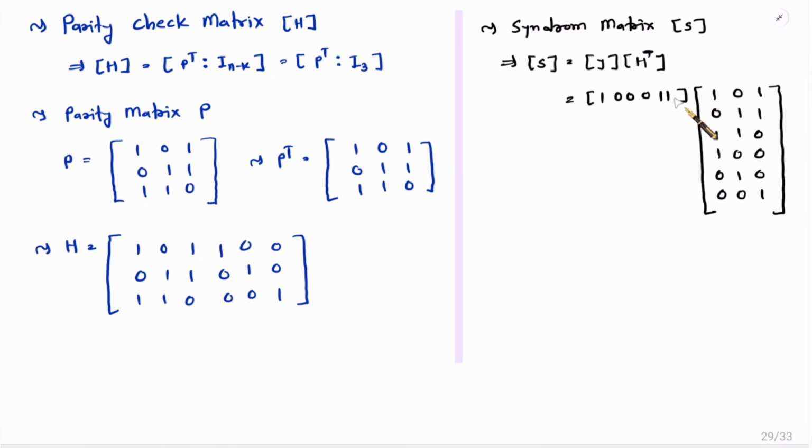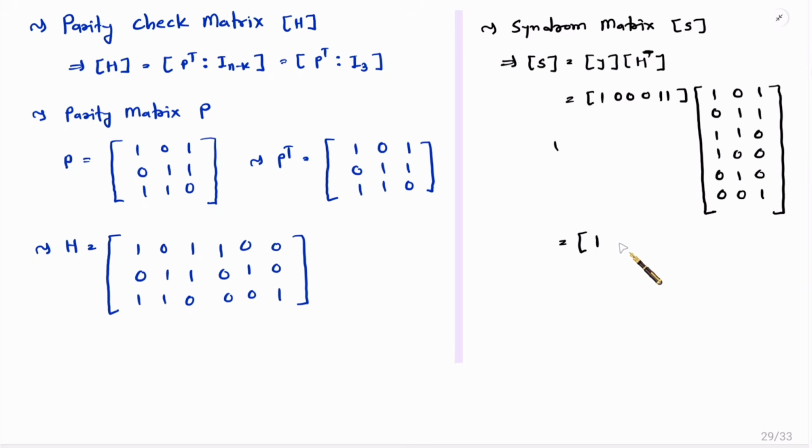Right. Now simply we need to identify this multiplication. See, this row we will multiply with this column, and then we will have the first bit. So if you multiply this first row with this first column, then 1 into 1, that is 1. Then 0 into 0, that is 0. 0 into 1, that is 0. 0 into 1, that is 0. 1 into 0, that is 0. And 1 into 0, that is 0. So here we have 1 time 1, means this bit is 1.